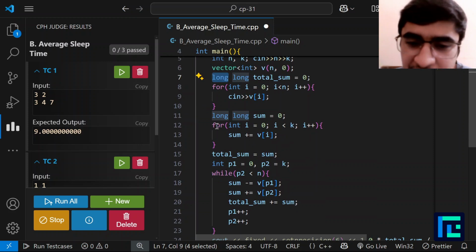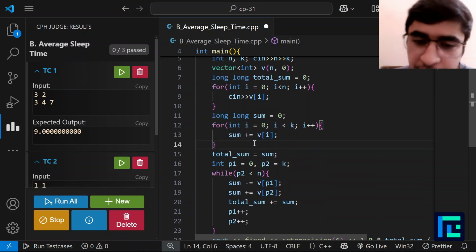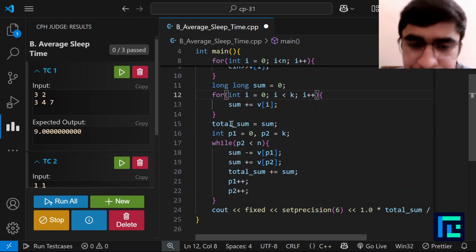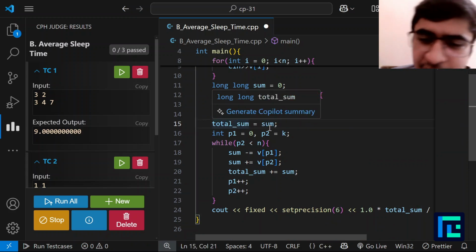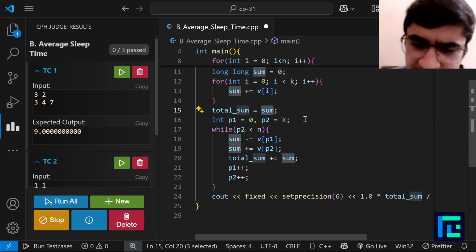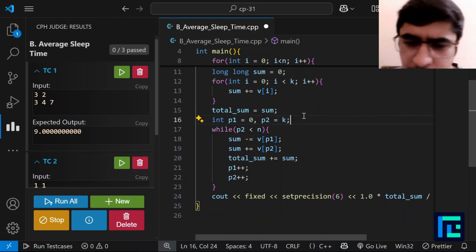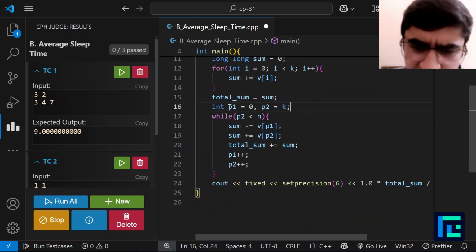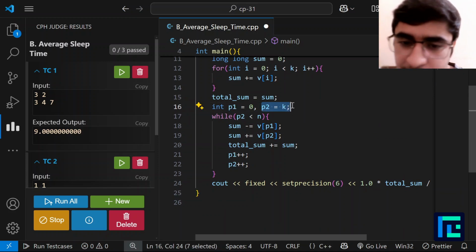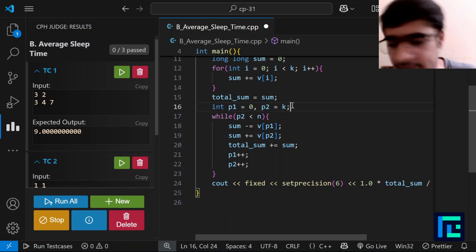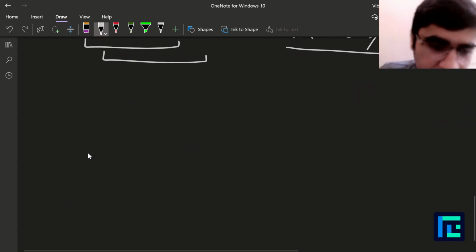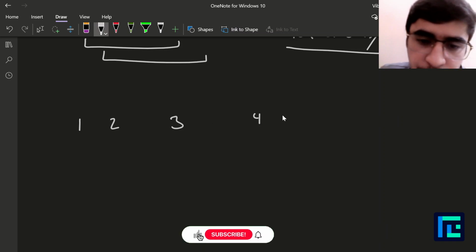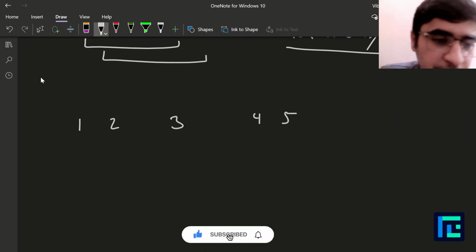And then initially we calculated the sum for the first window that is of length k. Then we just added sum to the total sum. Since total sum was initially 0, you can use equal to directly instead of plus equal to. And we have two pointers. P1 is at 0, P2 is at k, right? So these are the window length. Basically what is happening is, I have 1, 2, 3, 4, 5. Let's say I have this, and my window length is 3.